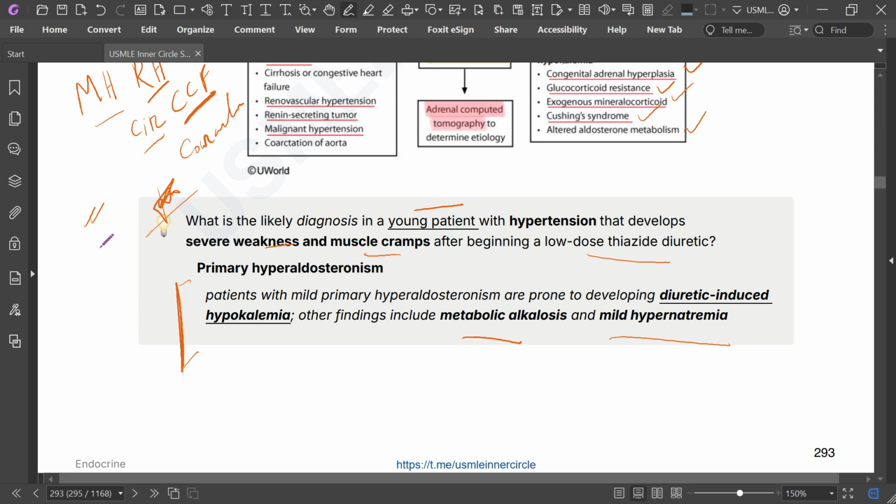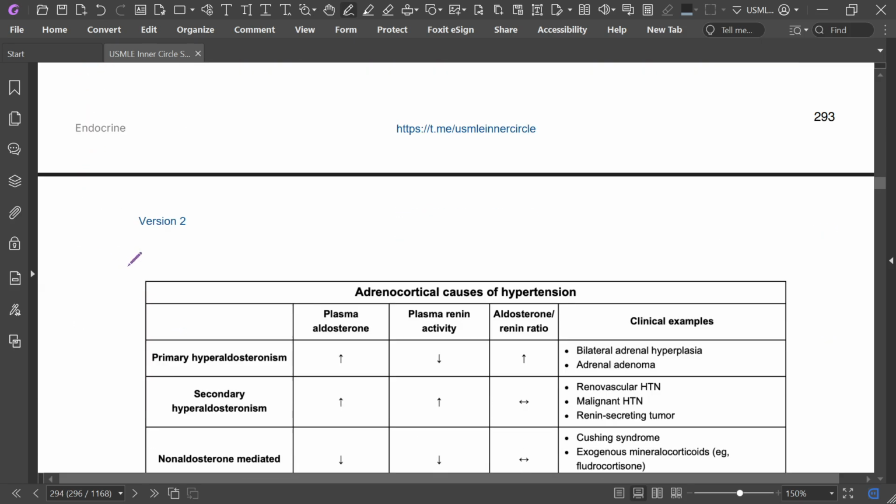So these are the things you need to remember. In a young patient with hypertension, you use a diuretic and the patient develops severe weakness and muscle cramps. Think about primary hyperaldosteronism. Patients with primary hyperaldosteronism are prone to develop diuretic-induced hypokalemia and other findings of metabolic alkalosis and mild hypernatremia.